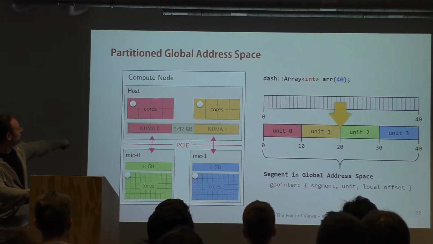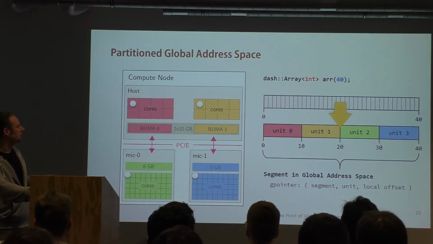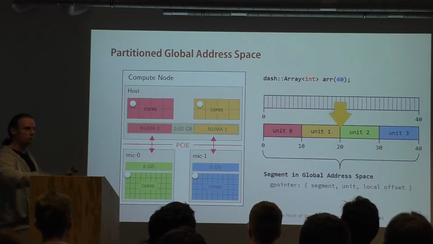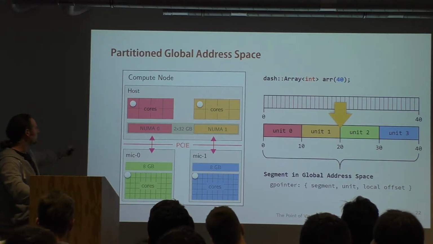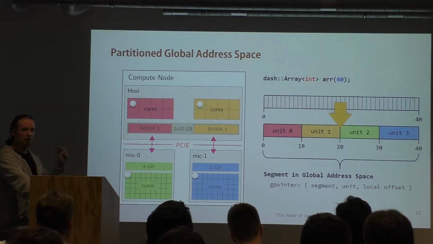And we partition this array in a fashion that, in this case, if you don't specify anything else, it would just partition those elements in a blocking fashion. So it would balance the elements among all those units. And in this case, those white circles are a pinned process.